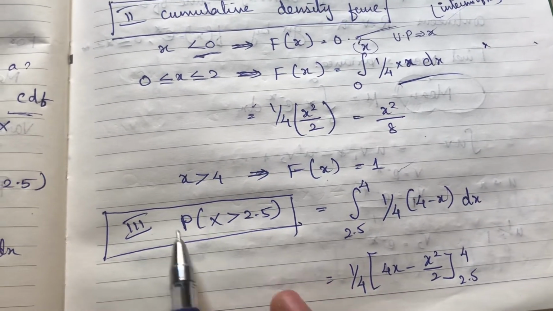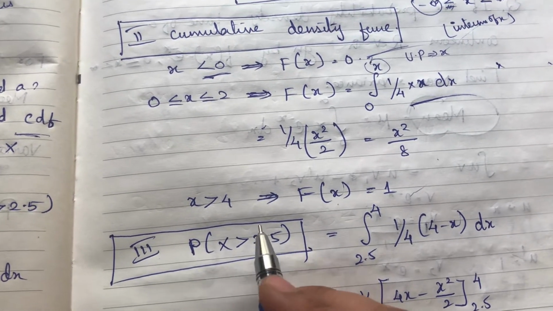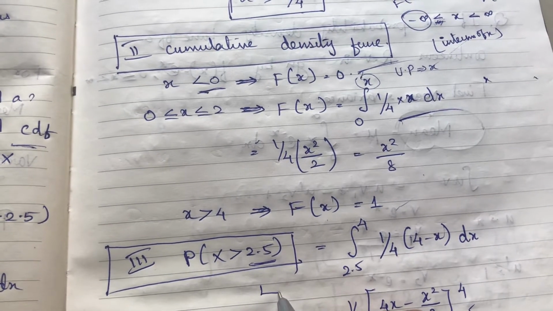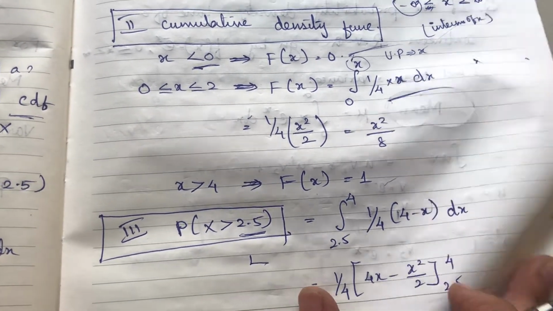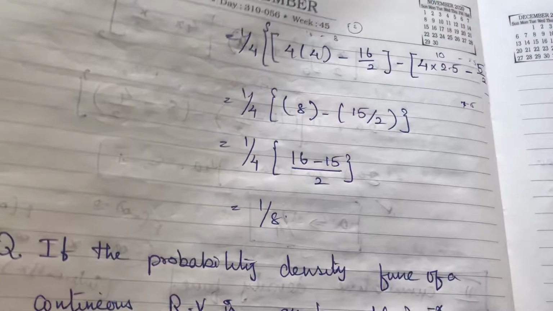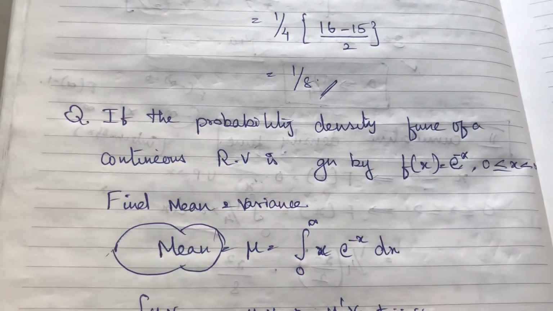After that they have given one limit, x is greater than 2.5. For this purpose, this is the lower limit, so I am just substituting 2.5 to 4. By doing the calculation, you will get the answer as 1 by 8.